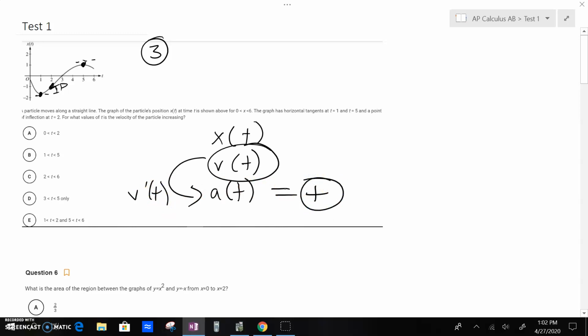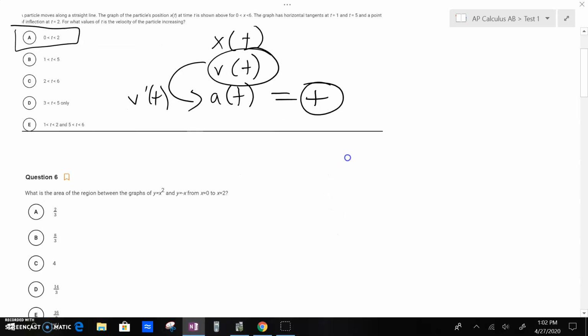So acceleration is the second derivative of position, meaning to figure out where it's positive on a graph of the position function means we're looking for concavity. So we're trying to see where this thing is concave up. And it is concave up from 0 to the inflection point, which happens at 2. And that's it. There's nothing really more to do on this problem. There's no computation of any sort. It's just big picture thinking about how these three things are related to each other. So the first one should be letter A.